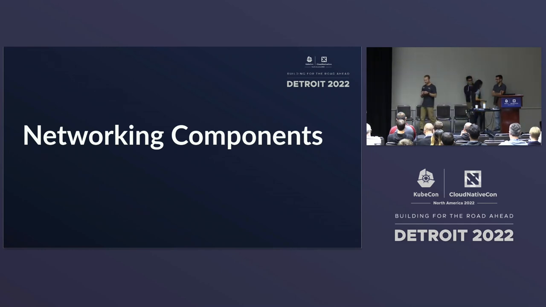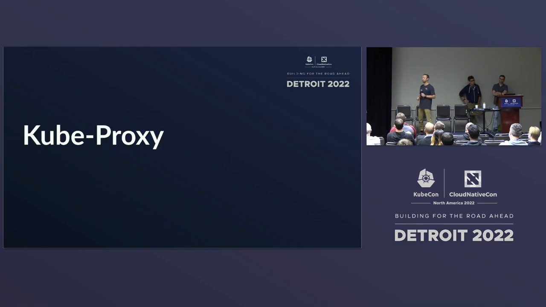Sweet, thanks, Surya. So we've talked a lot about APIs, like we love APIs. It's a lot of fun to develop an API, but it can get a little bit exhausting for developers past a certain point. So let's talk about some of the actual networking components that SIG Network owns currently. So the first one is kube-proxy. Who here uses kube-proxy? Awesome, a lot of people, that's what we like to see.